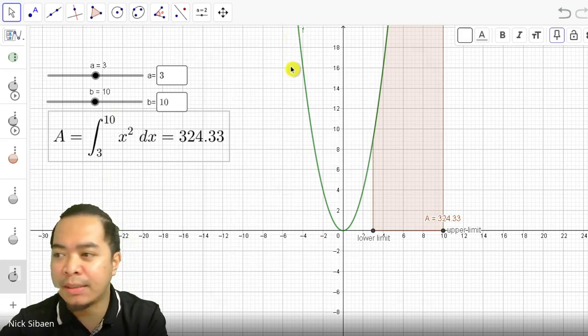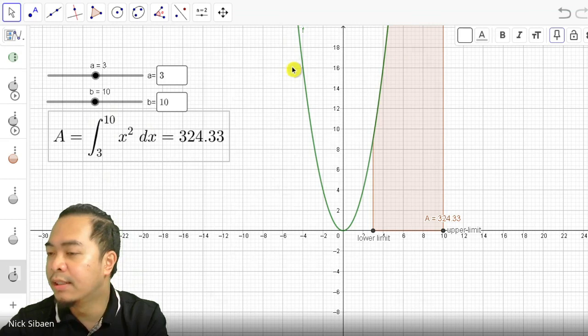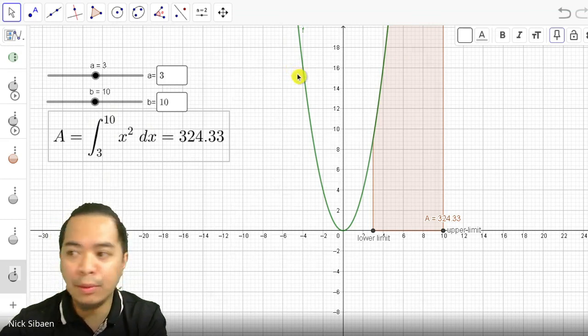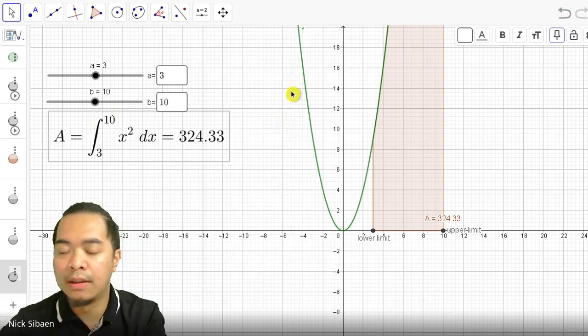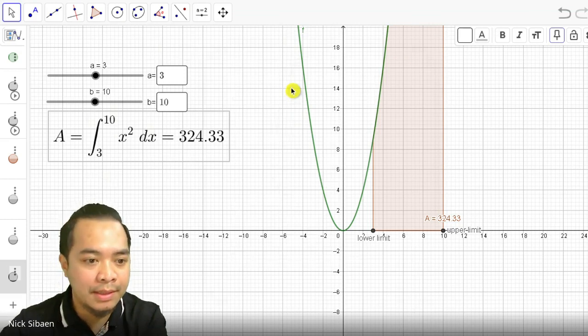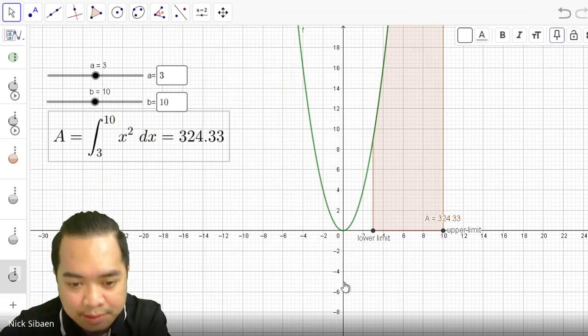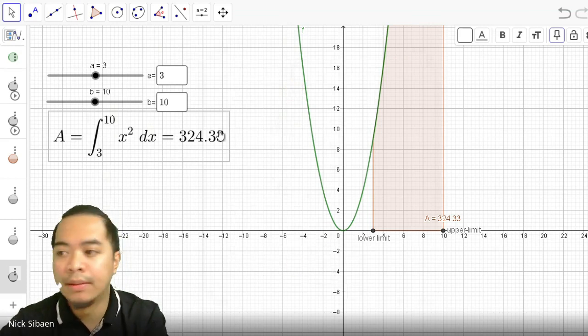By the way, I cannot monitor already the Google Meet. Nandito lang ako sa GeoGebra. I might not be able to accept students who are still joining. So sabihin nyo na lang, just tell us na, i-accept ko. Sige.